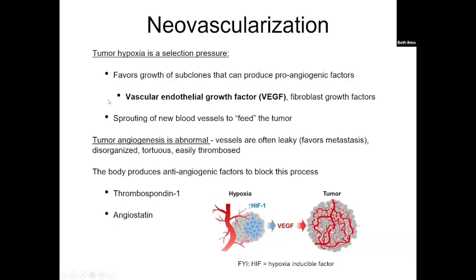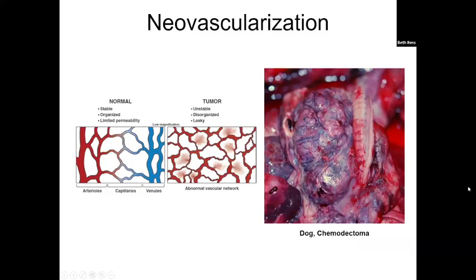The body does try to block this process. Arguably, it does a poor job in a lot of cases. Okay, so real quick, almost done.